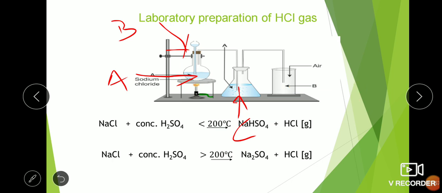Third, what precautions are necessary for preparation of hydrogen chloride gas? The precautions necessary are, the first one, the temperature should be maintained below 200 degrees Celsius. Second would be, the thistle funnel should be dipped inside the acid.